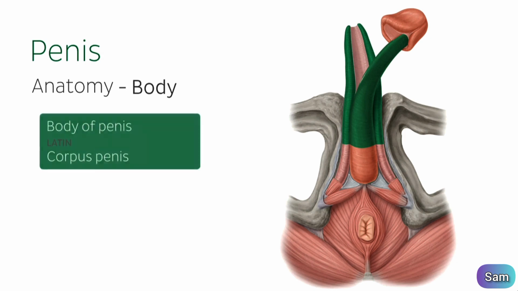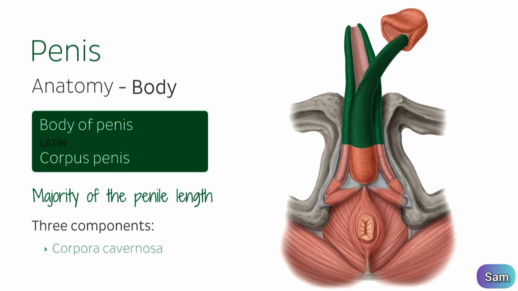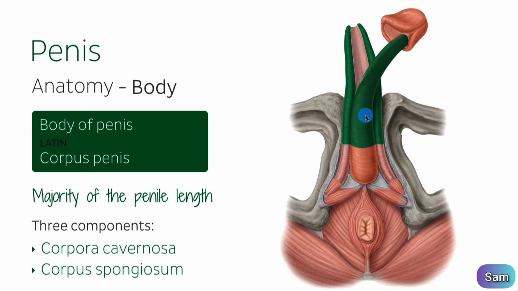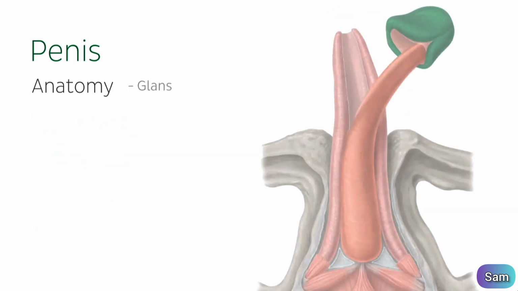Between the root of the penis and the glans, we have the body of the penis. The body of the penis constitutes the majority of the penile length. It's composed of all three erectile bodies, the two corpora cavernosa, which we can see here, and the corpus spongiosum, which we can see sitting between them. In the next illustration, we can see these structures in cross-section, the corpora cavernosa here and here, and the corpus spongiosum here.